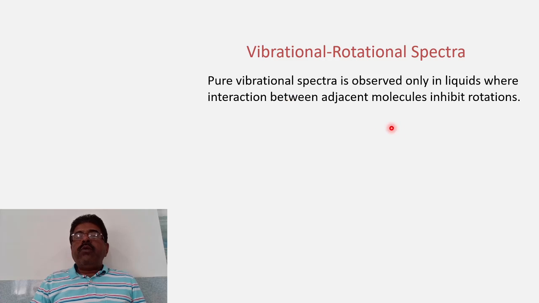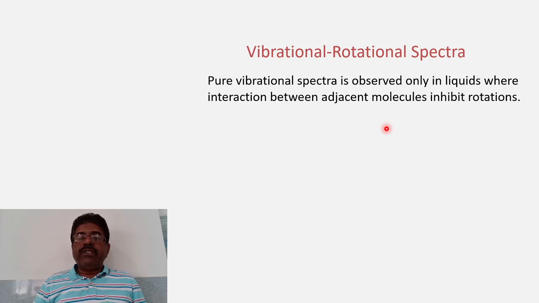So, pure vibrational spectra. Now pure vibrational spectra means what? The atoms in a molecule are only vibrating, they are not rotating, and the electrons from the constituent atoms are also not excited. That means the electronic configuration is the same. So such a state you can call a pure vibrational spectra.